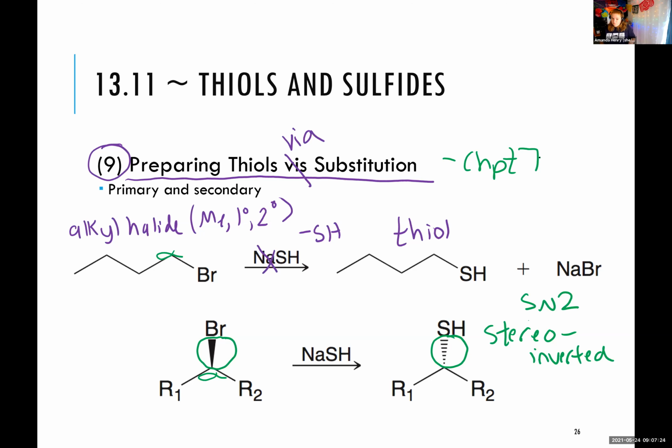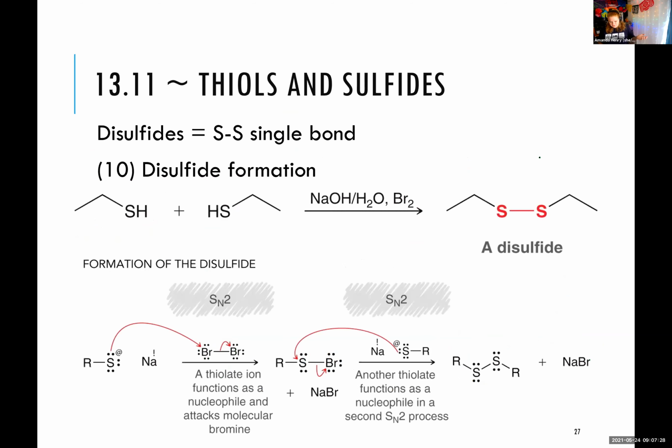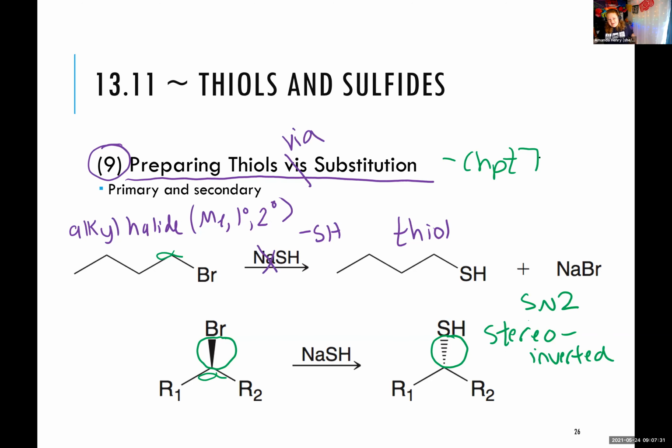All right, I think this is our only way to make them. It sure is. Okay, this is the only way we have to make them, so doing substitution reactions. Any questions about this reaction?